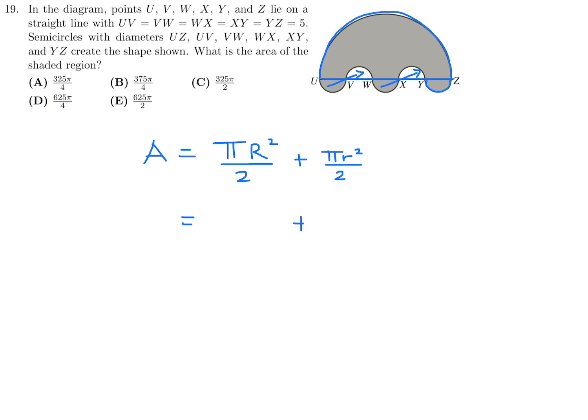Well, the small radius, that's easy. They tell us that YZ is 5. So if the diameter is 5, the radius is 2.5, so the radius is 5 over 2, squared. So that takes care of the little guy.